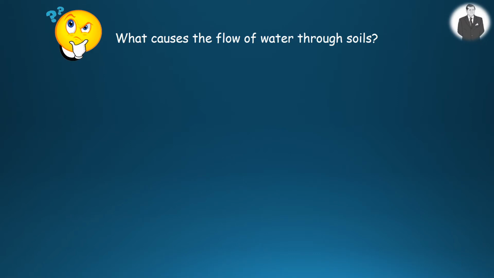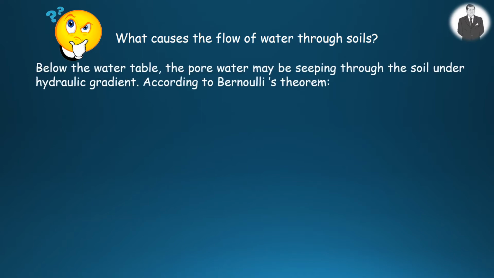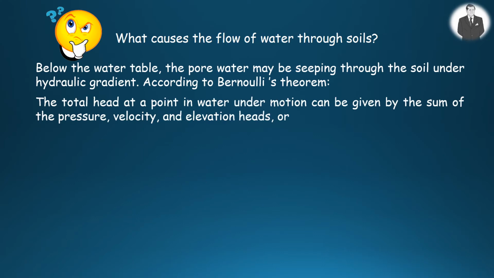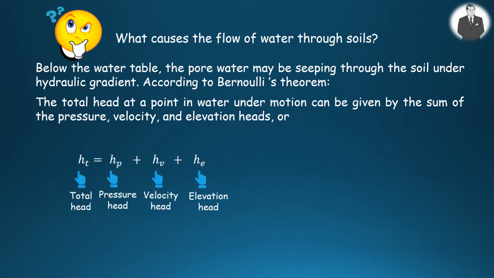The question is, what produces the flow of water through soils? Below the water table, the pore water may be percolating through the soil under hydraulic gradient. According to Bernoulli's theorem, the total height at a point in water under motion can be presented by the summation of pressure, velocity, and elevation heights, or as formulated here.